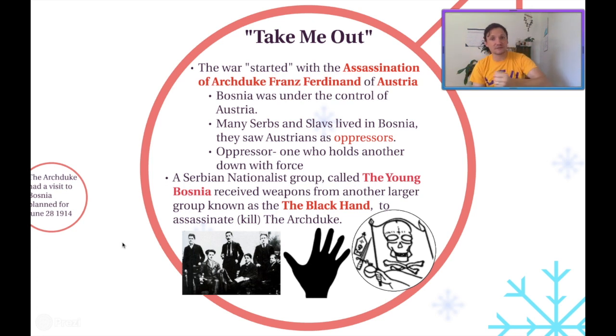A lot of kids ask me from time to time, but if Bosnians killed the Archduke, then why did the Austrians blame Serbia? Well, a lot of it happens because the Serbians gave weapons to these people to actually get it done.